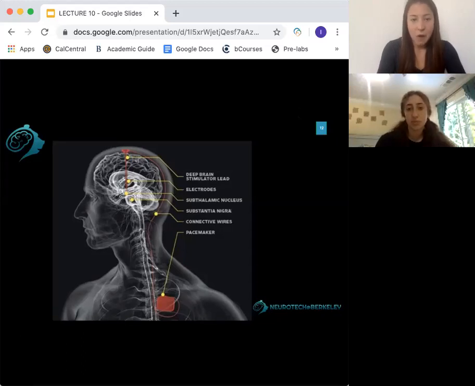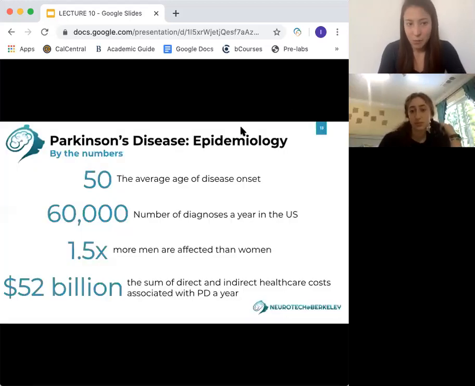So we're going to go over a little bit about the circuitry and who's affected by Parkinson's disease. So first, a little bit of numbers. 50 is the average age of disease onset. There's 60,000 new diagnoses a year, and 1.5 times more men are affected than women. And in the US alone, there's approximately $52 billion in direct and indirect costs in dealing with Parkinson's disease.